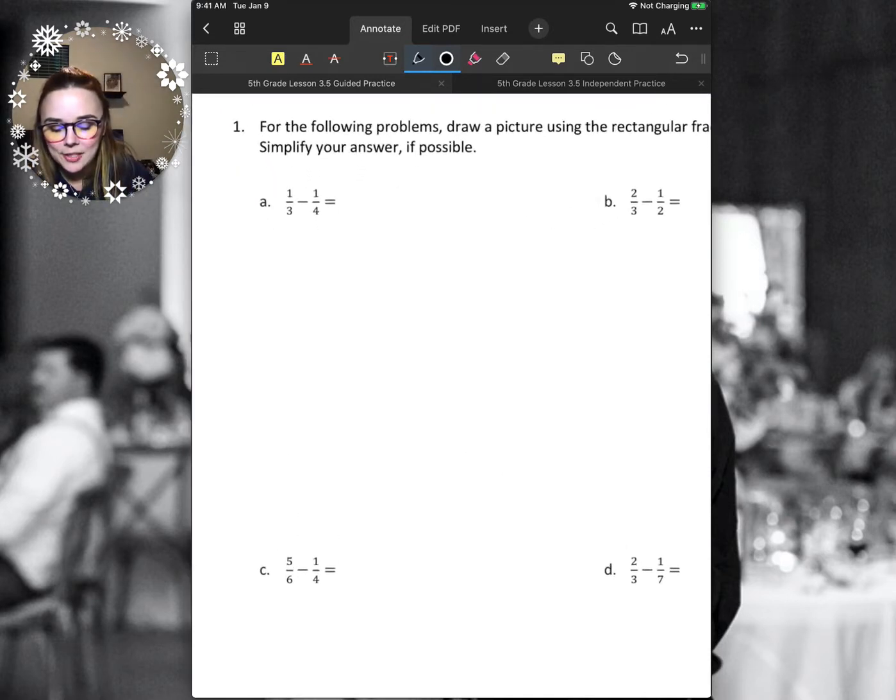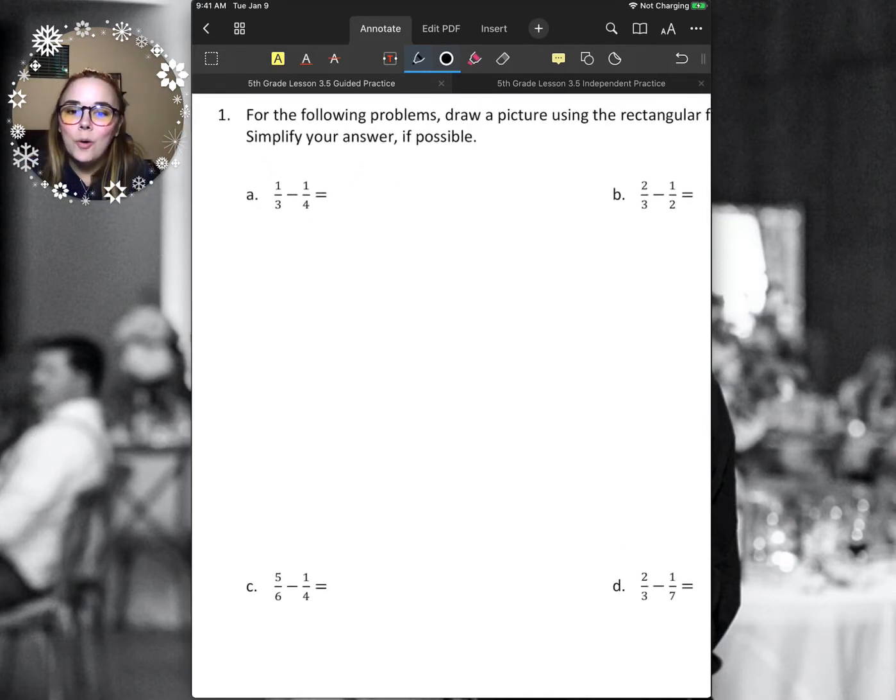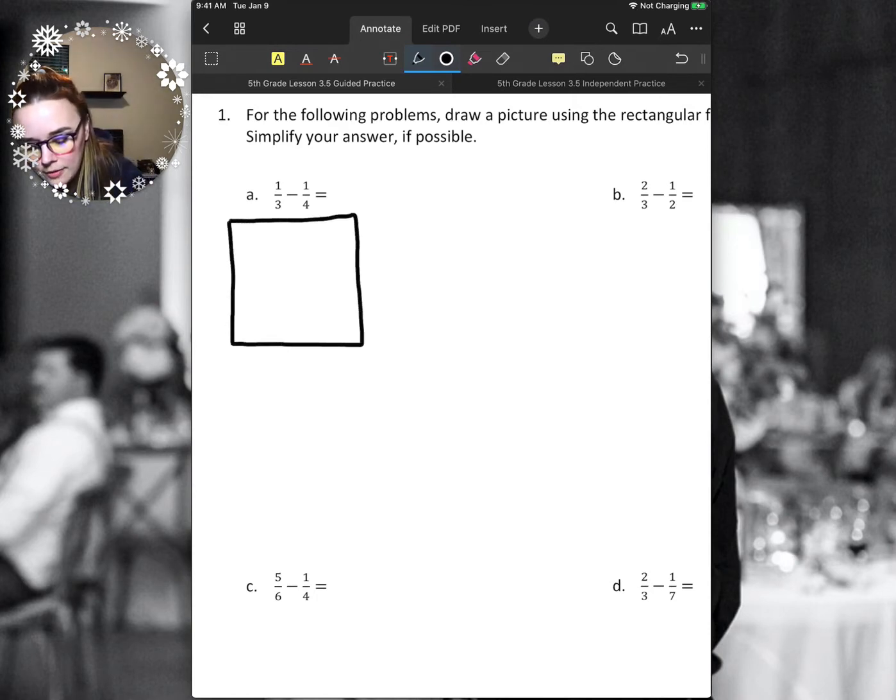So let's take a look here. We have 1/3 minus 1/4. So we're going to start by making our models. So we're going to model 1/3. So I've got 1/3 here. And then I'm going to model 1/4.